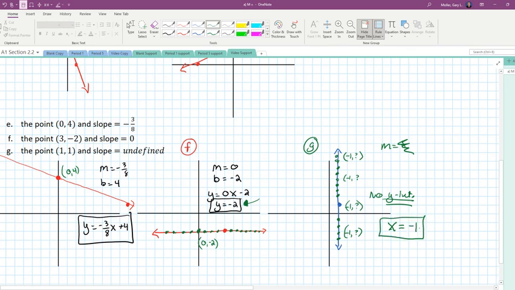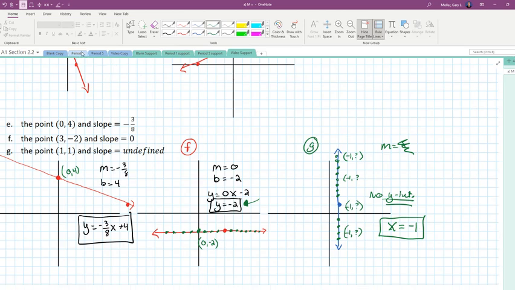So this is the only one that doesn't fit into the same model as the other ones. And that's because, number one, it has no y-intercept, right? And it has no slope. So we cannot use those two things to write the equation. We have to just use our wits and figure it out.